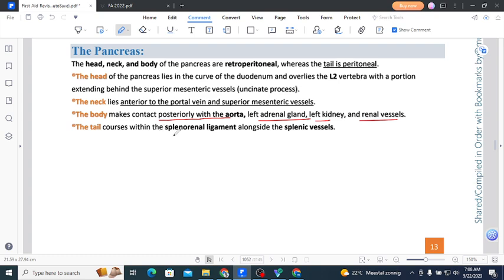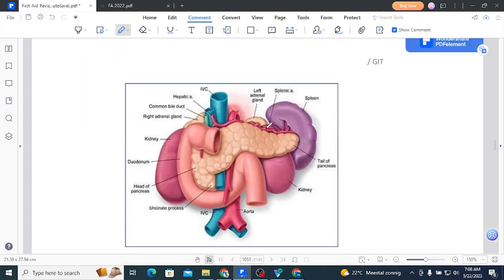The tail courses within the splenorenal ligament alongside the splenic vessels. The splenorenal ligament is a connective tissue membrane that connects the spleen and the kidney. It harbors the tail of the pancreas alongside the splenic vessels, like the splenic artery and the splenic vein. So this is the picture.